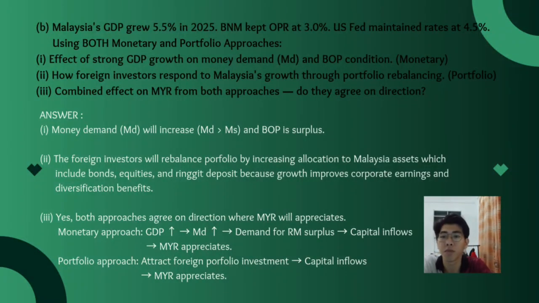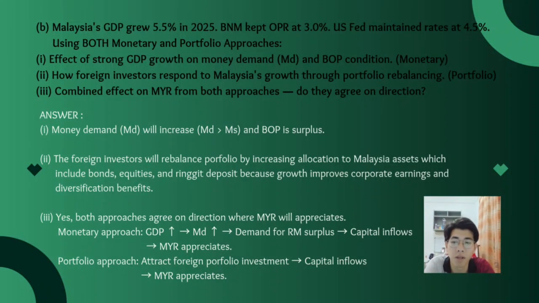B. Malaysian GDP grew 5.5% in 2025. Bank Negara Malaysia kept OPR at 3%. US Fed maintained rate at 4 to 4.5%, using both monetary and portfolio approach. Number 1, effect of strong GDP growth on money demand and BOP conditions. Roman 2, how foreign investors respond to Malaysian growth through portfolio rebalancing. 3 Roman, combined effect on Malaysian ringgit from both approaches, do they agree on direction?